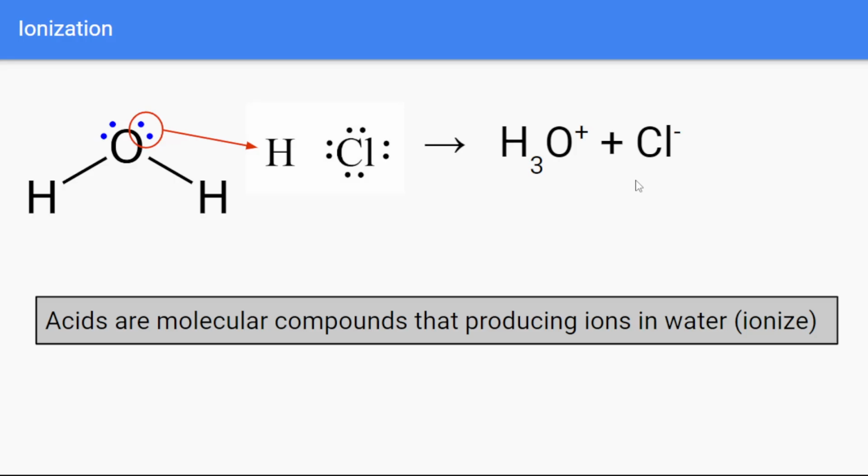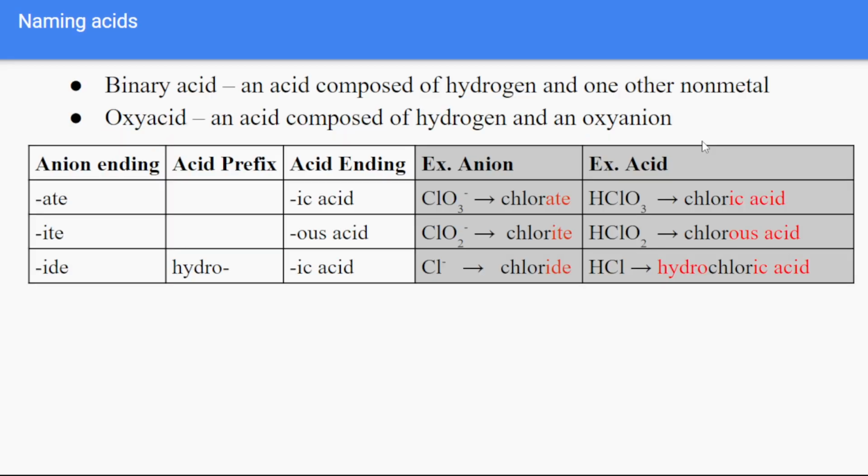Again, acids are molecular, but they do produce ions, and it's very important to know this because we're looking at the anion that's produced in order to name the acid. There are two types of acids, binary and oxy. Binary is just hydrogen and a nonmetal. Oxy is a hydrogen with an oxy anion. These are some examples, chlorate, chlorite. Those are two examples. Now, we have to think about the anion that is produced with acid in water.